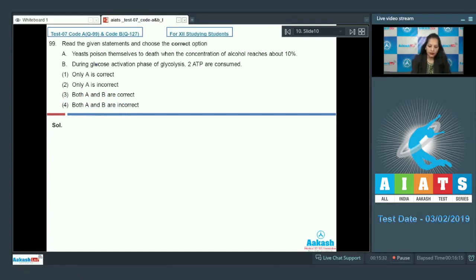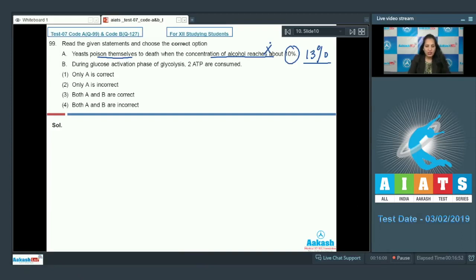See these statements. First is, yeast poison themselves to death when the concentration of alcohol reaches about 10%. Yeast perform alcoholic fermentation, and when during the fermentation the concentration of alcohol reaches about 13%, yeast poison themselves to death. So it is 13%, not 10%. Hence you can see the naturally fermented beverages can have maximum alcohol concentration of 13%. It cannot reach beyond 13%. So this statement is incorrect.